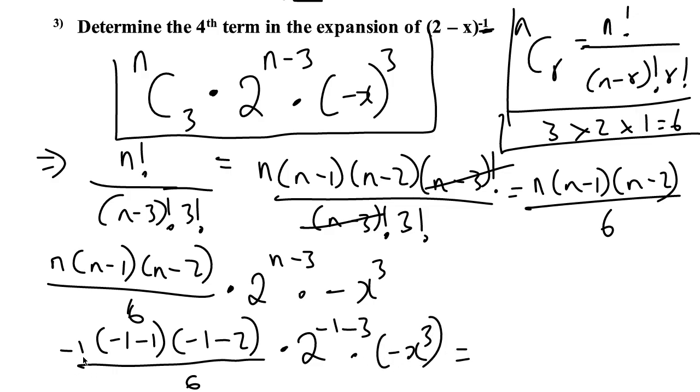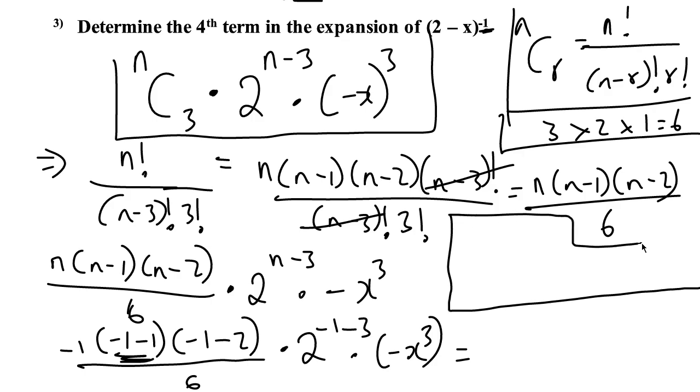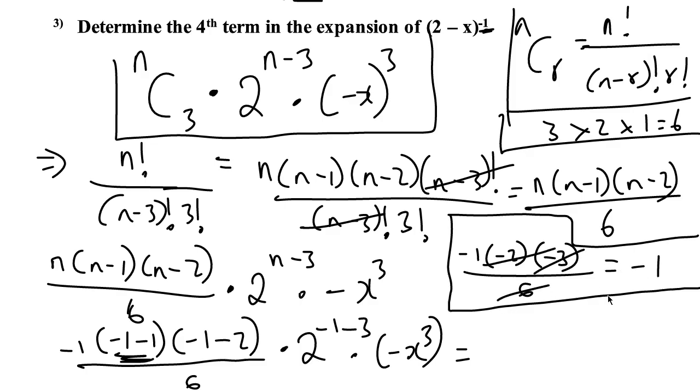And then simplify this. Negative 1 minus 1 is negative 2. Let me simplify it over here. We can have negative 1 into negative 2 into negative 3 all over 6. So negative 2 times negative 3 is positive 6. So this cancels this and we are left with negative 1. Do you agree? So that will be negative 1 into 2 to the power negative 1 minus 3, which is negative 4, into negative x cubed.